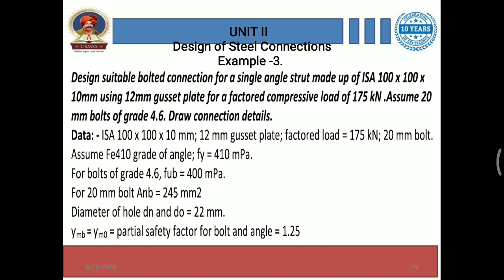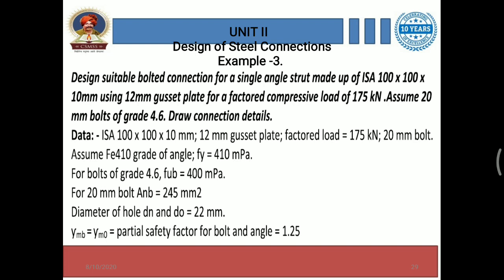Design a suitable bolted connection for a single angle strut made up of ISA 100 x 100 x 10 mm using a 12 mm gusset plate for a factored compressive load of 175 kN. Assume 20 mm bolts of grade 4.6. Draw connection details. This is the statement of this particular numerical.